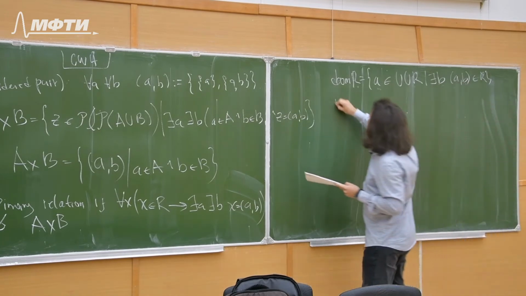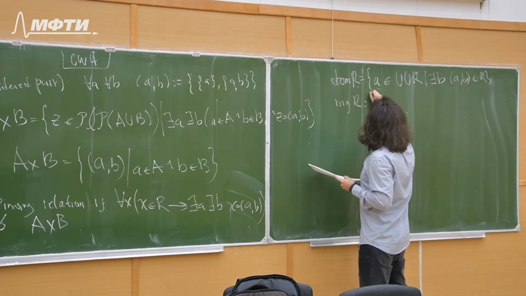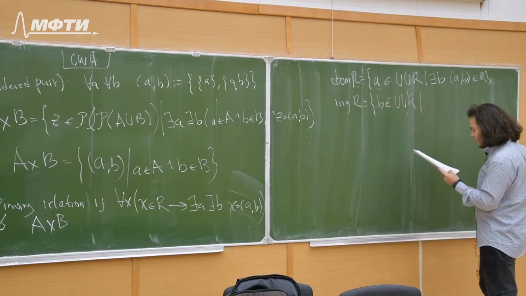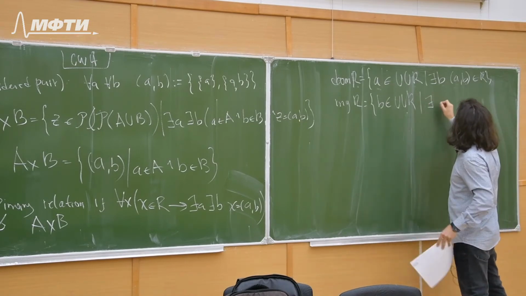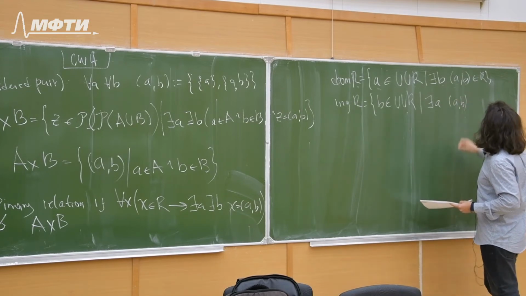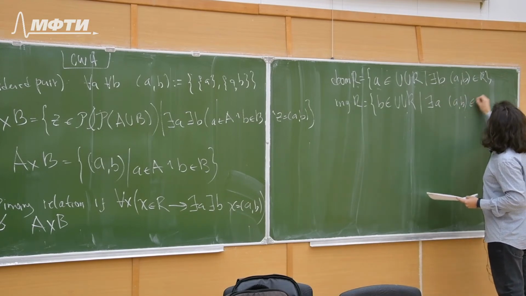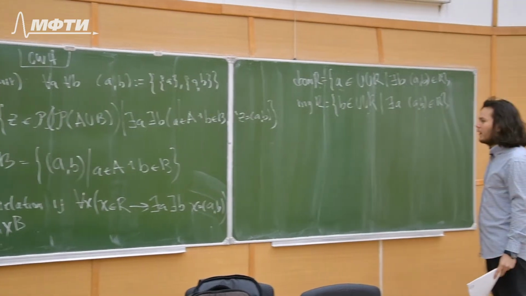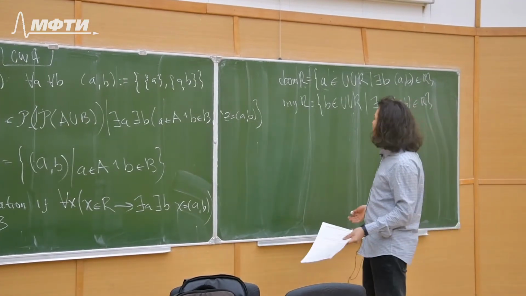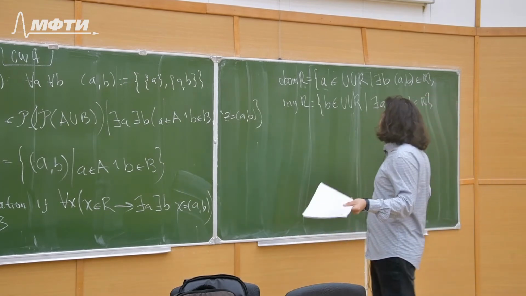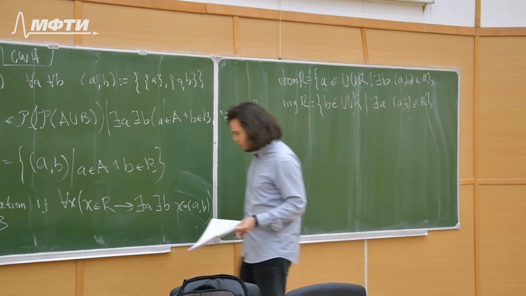In the same way, we can define the range of R. So all the b that belong to the union of R, such that for each of them there exists some a, and the ordered pair a and b belongs to R. And that's it. That's all the definitions we need by now. I guess you already know all this because you studied it in your lecture. So we can start with exercise number 1.